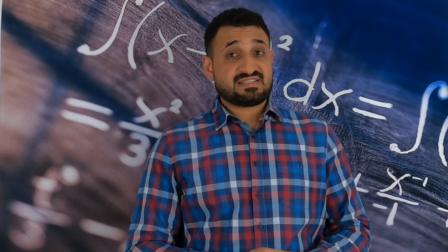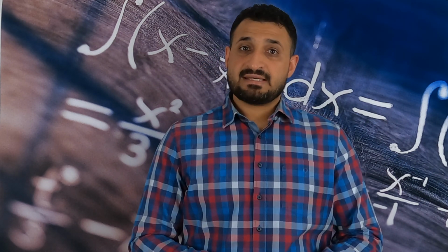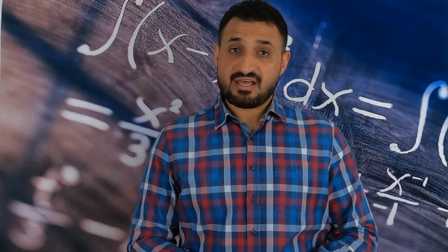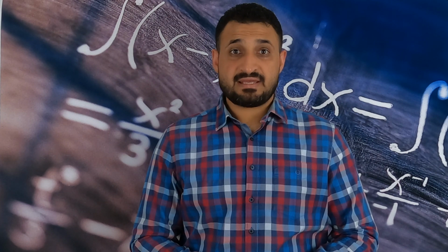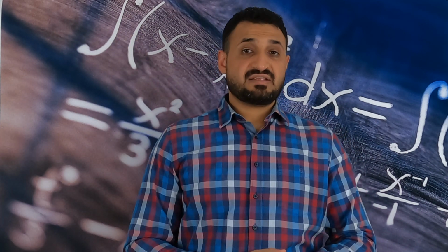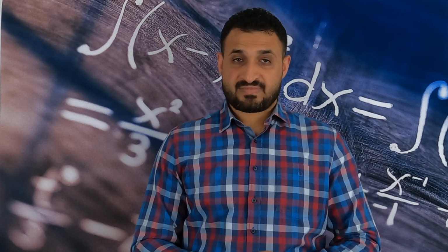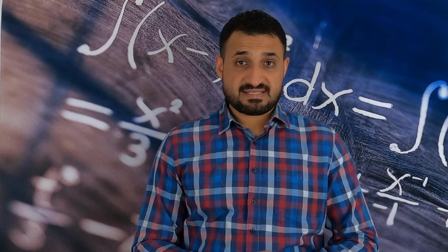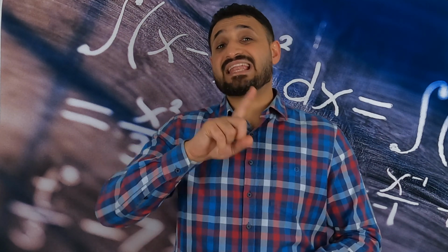8 decreased by a number. 11 take away a number. A number is taken from 20. The difference between 8 and a number. 11 minus a number. 3 less than a number.